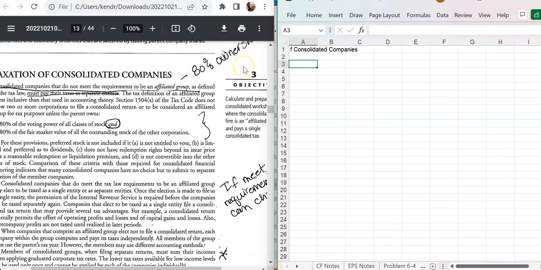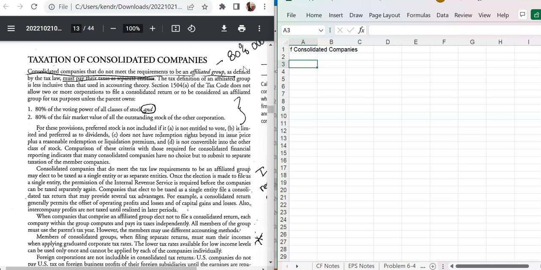All right, so 80% ownership of subs makes you an affiliated group. All right, so affiliated groups can file consolidated tax returns. If you don't qualify as an affiliated group, everybody files their own return.